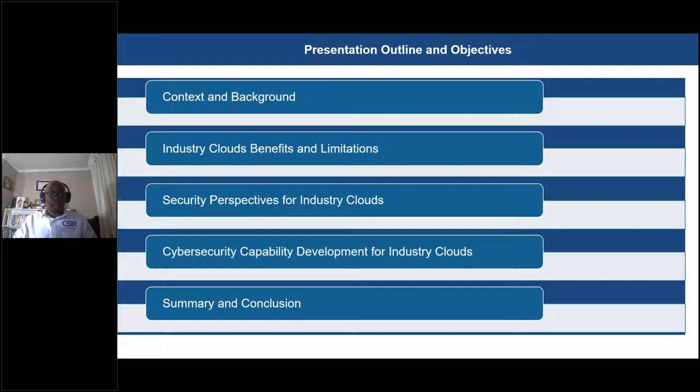And then we'll also deal with our security perspectives when it comes to industry clouds, because that actually determines how we go about remediating in the cloud and obviously improving the security posture. We will also deal with the core takeaway of this presentation, which is how do we go about building a cybersecurity capability for industry clouds, both internally and externally. And then from there, we will deal with the summary.